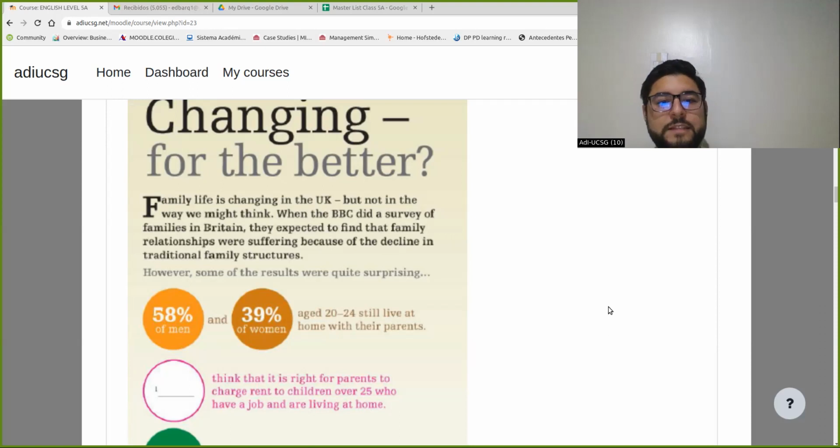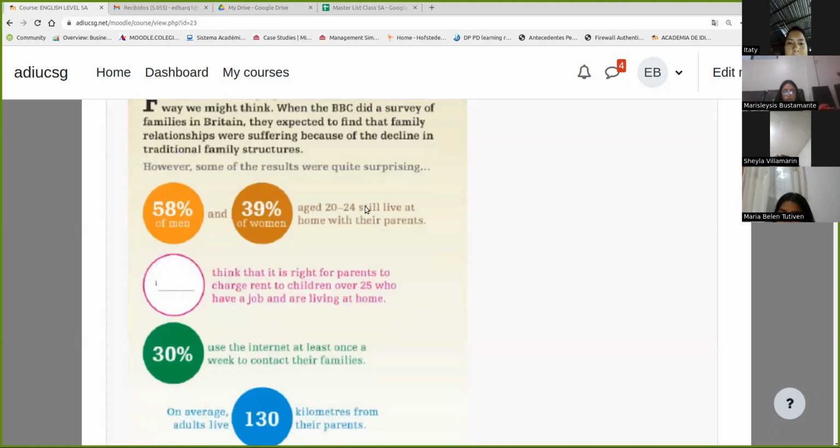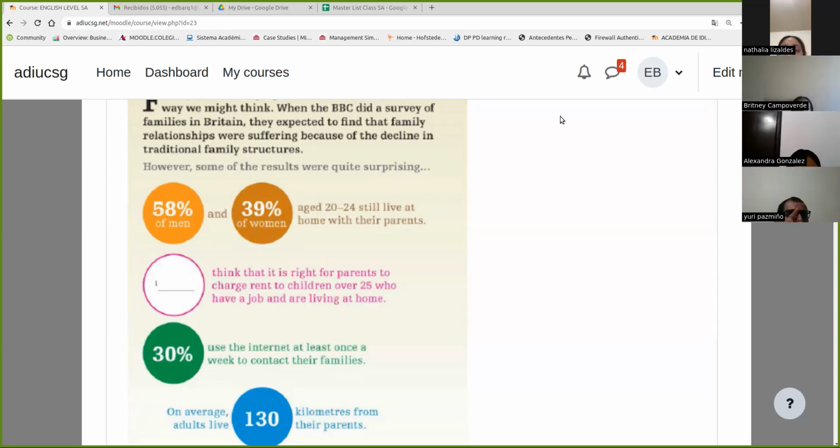Thank you very much, Shayla. That's enough. So now we know that family relationships are changing, right? They are changing, but we don't really know if it's for something good or for something bad. So these are the results that are quite surprising. However, some of the results were quite surprising. Do you know the meaning of the word quite? Has anyone heard this word before? Let me help you with an expression. The results were quite surprising. All right, you interpret what it is. Quite surprising.